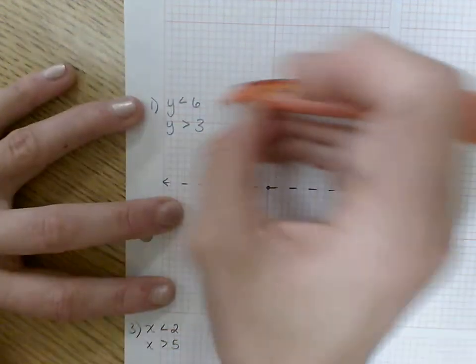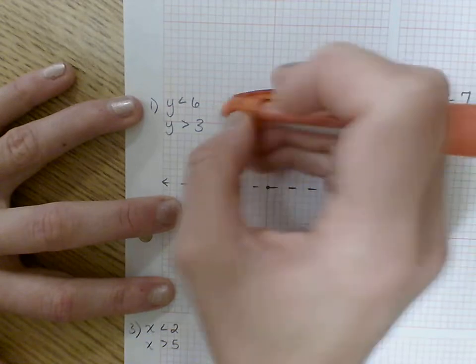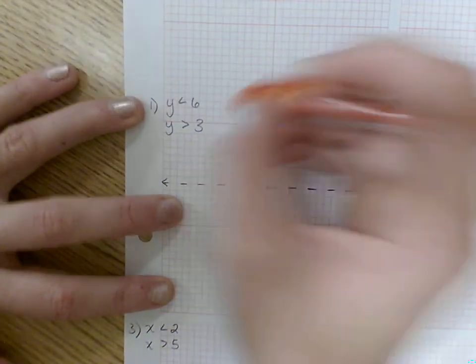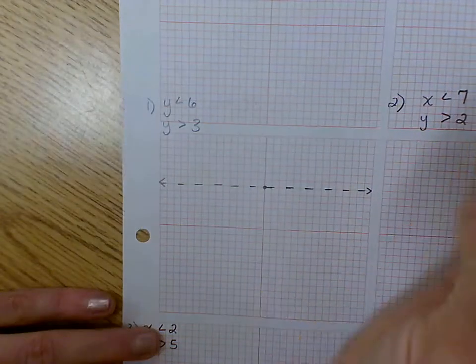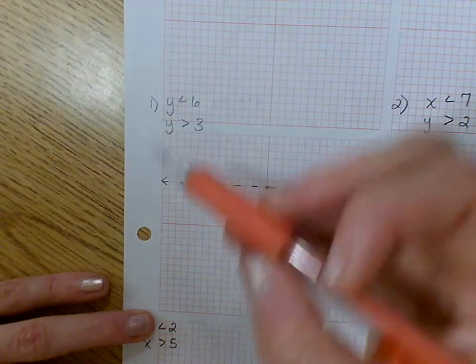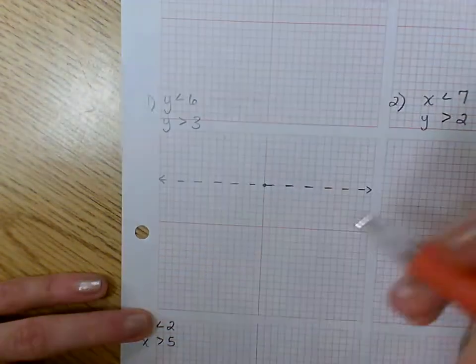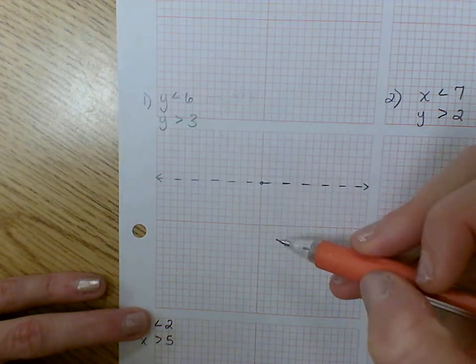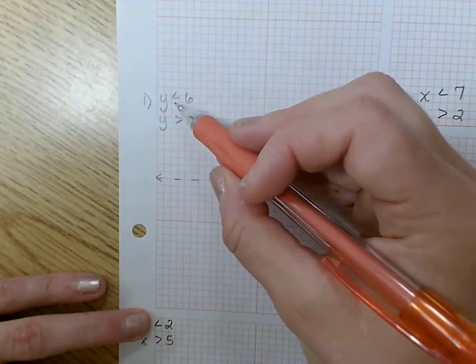So now we're done with that. I'm going to erase this because we don't need that anymore. It's not really part of my problem. It was just to help me graph it. And now we have to shade. You can choose a test point like you did in the other videos. But if you think through this, it should make sense.